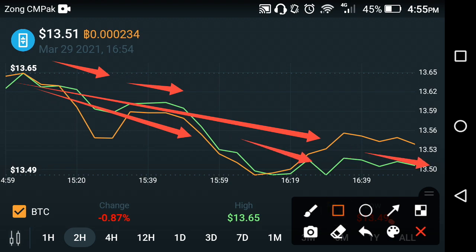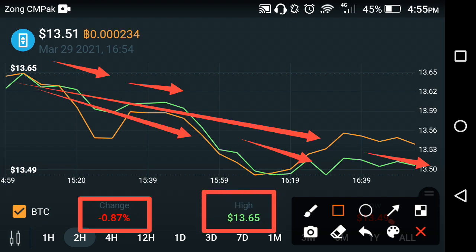If you look at the change of Theta Network, it is about negative 0.87% in the last 2 hours, and the high price of Theta Network is $13.65. Now the current price of Theta Network is about $13.51, so it is clear that Theta Network is in the lows. So what's your opinion about Theta Network growing up in the future? Will it go more downward in the future? What's your suggestion about Theta Network?